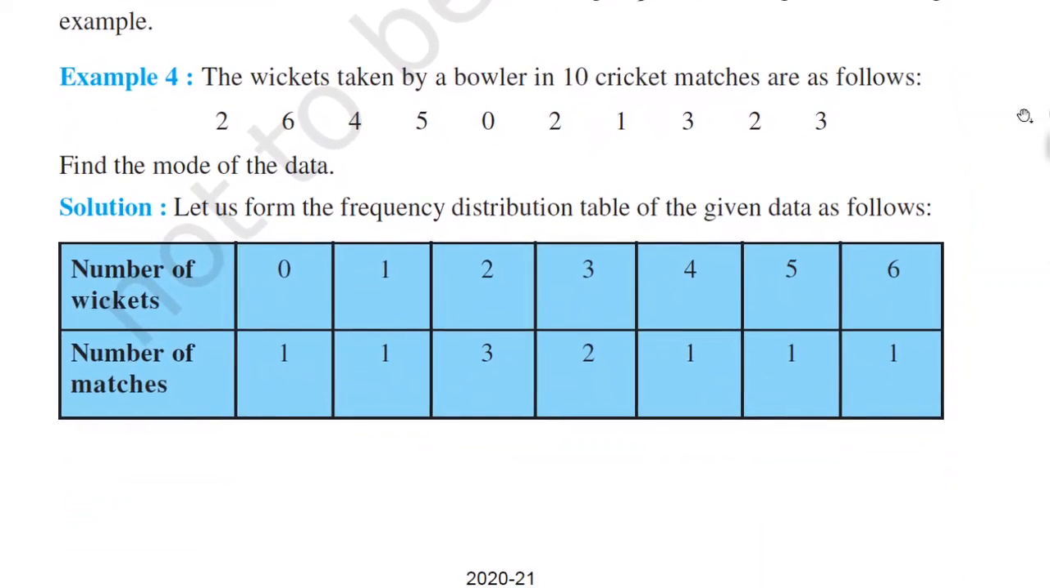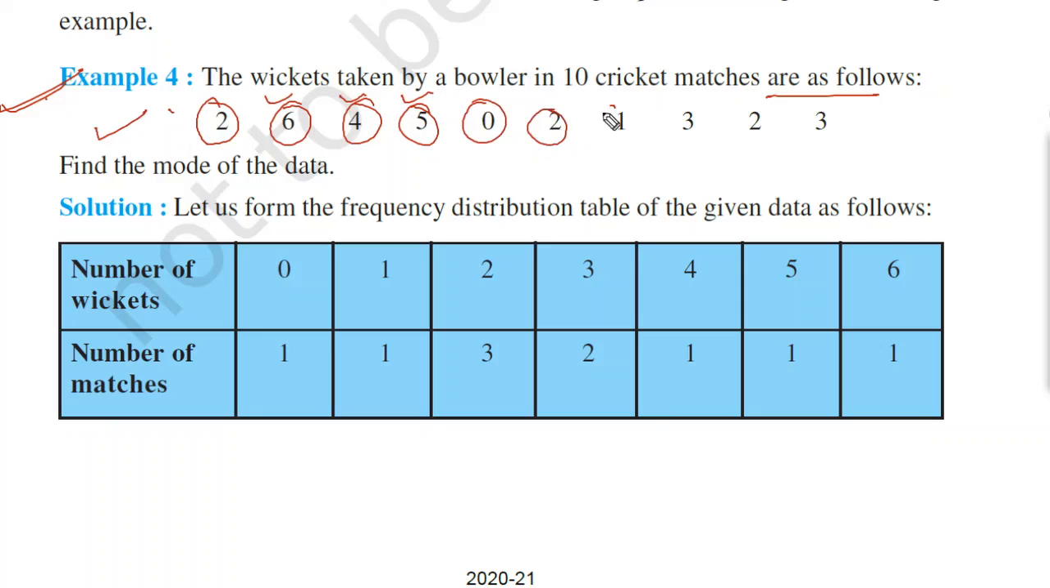Here is the example. This is the recap. The wickets taken by a bowler in 10 cricket matches are as follows. There is a bowler who takes 2 wickets in one match, then 6 wickets in another match, 4 wickets in another, 5 wickets in another, 0 wickets, 2 wickets, 1 wicket. These are the wickets taken in each one of the matches. Now we will put this data on a table.